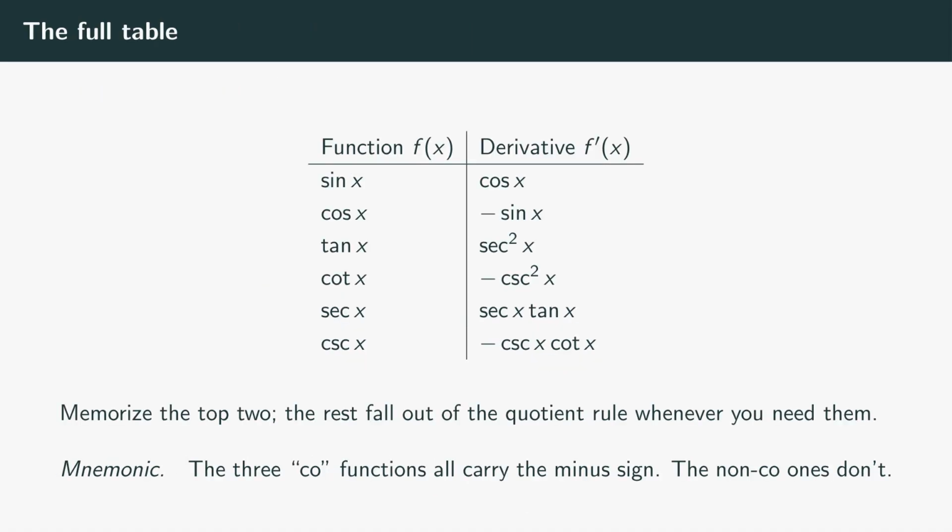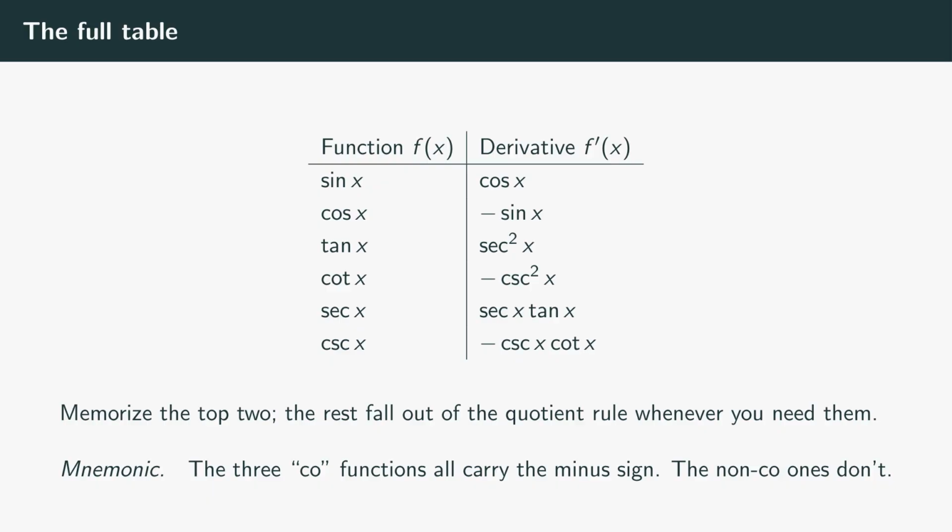Here it is, the whole table. Sine, derivative cosine. Cosine, derivative minus sine. Tangent, derivative secant squared. Cotangent, derivative minus cosecant squared. Secant, derivative secant times tangent. Cosecant, derivative minus cosecant times cotangent. 6 lines. If you remember nothing else, remember the first two. The rest fall out of the quotient rule anytime you need them, in about 10 seconds.